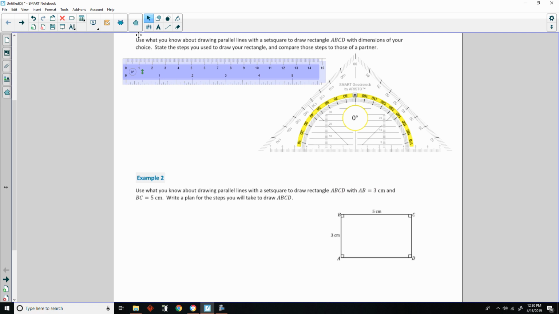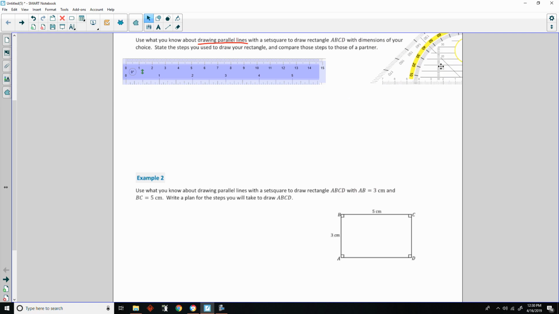Okay, so first of all, we want to draw parallel lines. Use what you know about drawing parallel lines with a set square to draw a rectangle. So I'm going to start with drawing two parallel lines, and then we'll make a rectangle from those parallel lines. So this is a set square right here. It's called Smart Geodric by Aristo, and it's just in my toolbox here. But if you just have a plastic one, you can also make them out of paper or cardstock. But what I'm going to do is move that out of the way for a moment. Just set this off to the side.